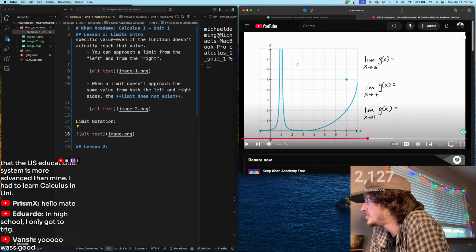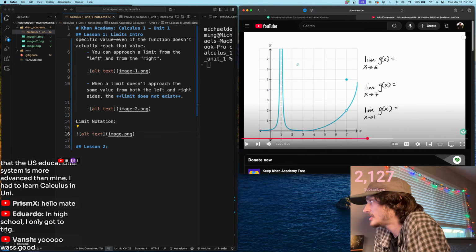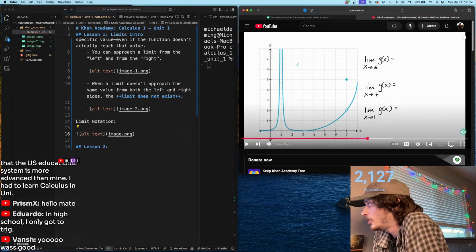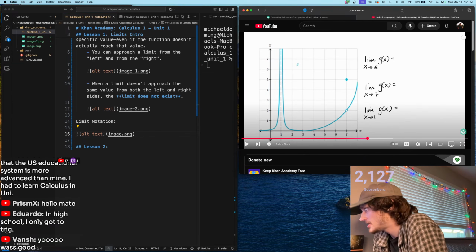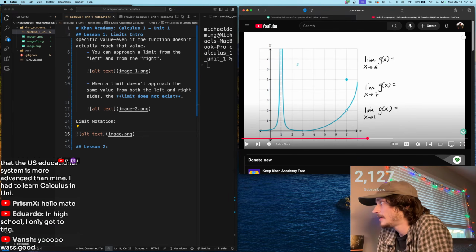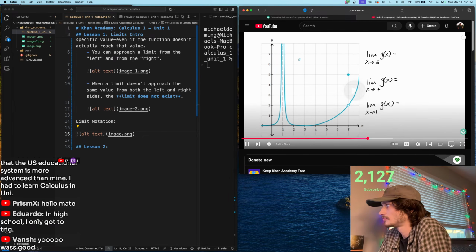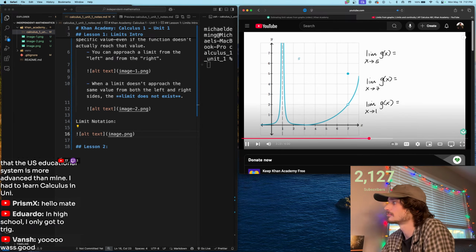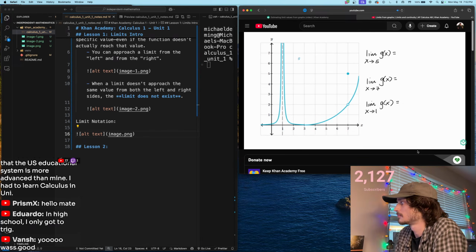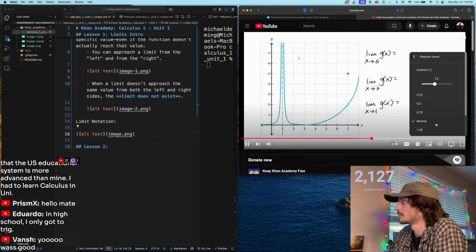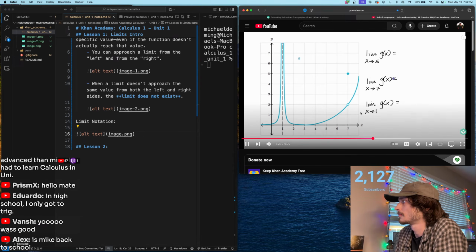The limit of g of x as x approaches 5 would converge upon some point that is less than 0.5. So here we have the graph of y is equal to g of x. And once again, pause this video and have a go at it. See if you can figure out these limits graphically.